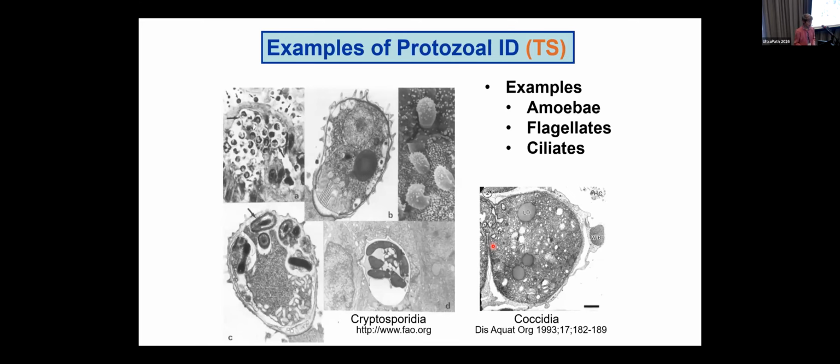Here are other examples of protozoal identification. You don't have to remember the names of any of these, but the idea is just that you look at it, it's big, it has a cell wall, and it's got lots of organelles inside, including a nucleus.